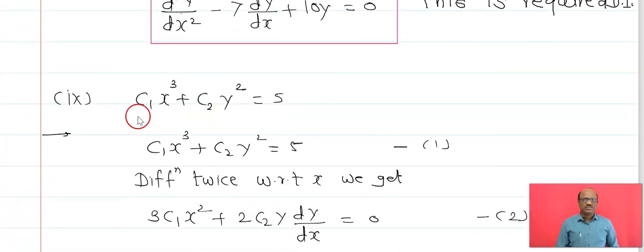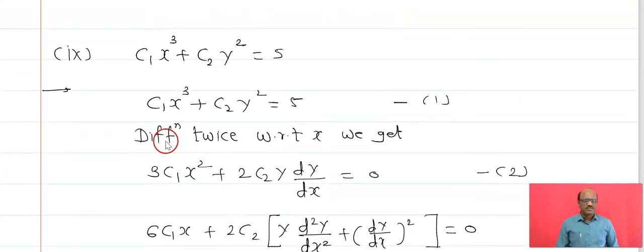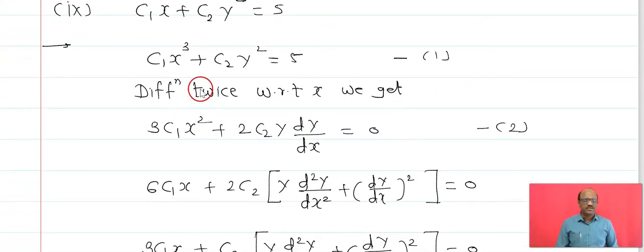Now the next equation is c1x cube plus c2y square equals 5. Differentiate with respect to x. The derivative of x cube is 3x square into c1. The derivative of y square is 2y into dy by dx, so that is 2c2y into dy by dx, equals 0, since the derivative of the constant 5 is 0. This is equation number 2.